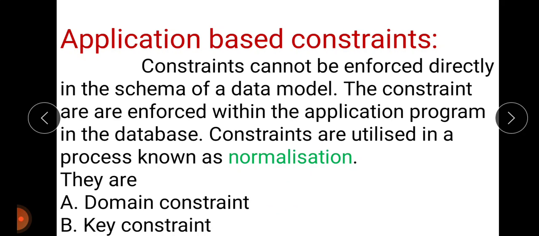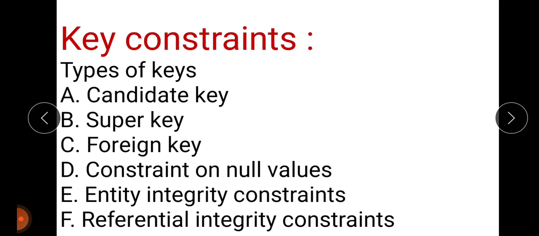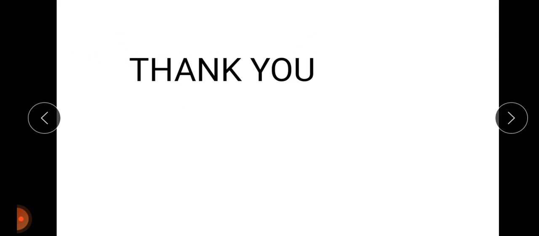Again, these key constraints are divided into many types: candidate key, super key, foreign key, constraint on null values, entity integrity constraint, and referential integrity constraint. In further classes, I am going to explain all these types of key constraints. Today we saw the data model constraints, and the key constraints will be explained in further slides.